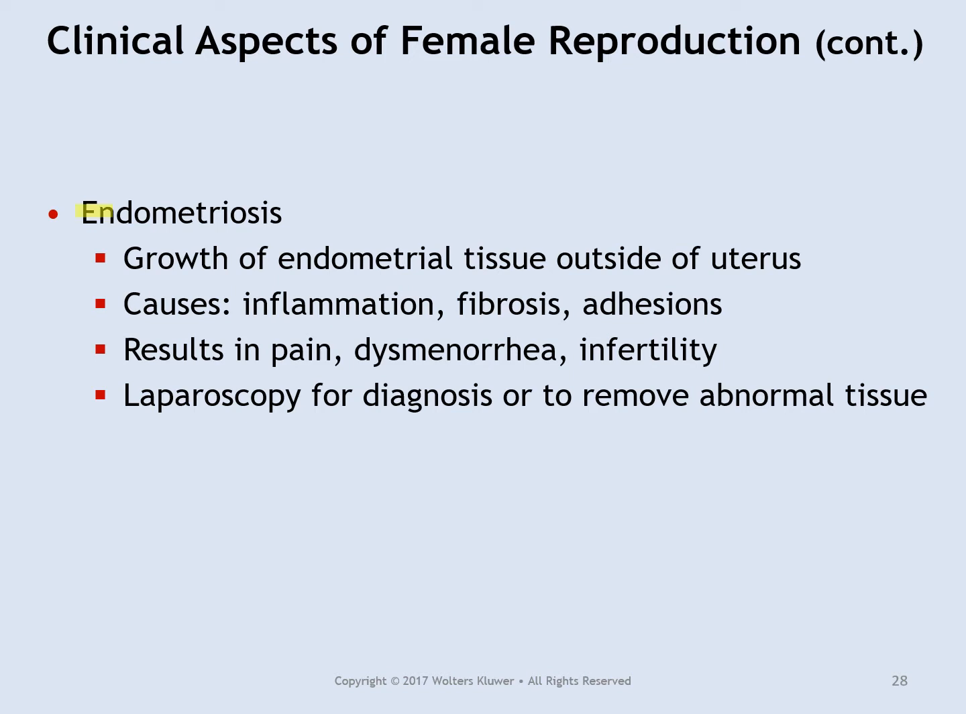And endometriosis is when you have endometrial tissue that is formed outside of the uterus, where it shouldn't be. You can have adhesions because of the endometriosis. You can have pain, dysmenorrhea. You need the laparoscope to get in and remove the tissue that is where it shouldn't be.